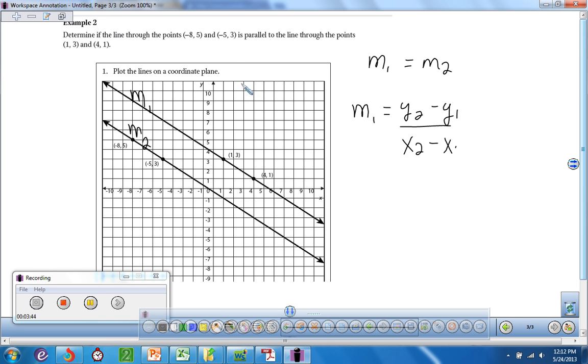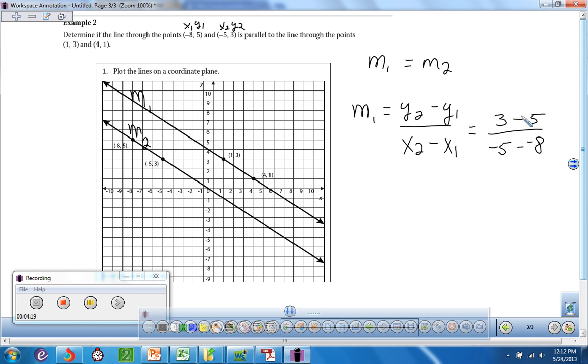Now with this, it doesn't really matter which one we call x1, y1 and all that kind of stuff, as long as we keep the same two together. So I'll just call that x1, that y1, x2, y2. So let's figure out those slopes. I'm going to say 3 minus 5 over -5 minus -8. Notice the 5 and the 8 go together, and then the 3 and the -5. The only thing that matters really is that you put those together.